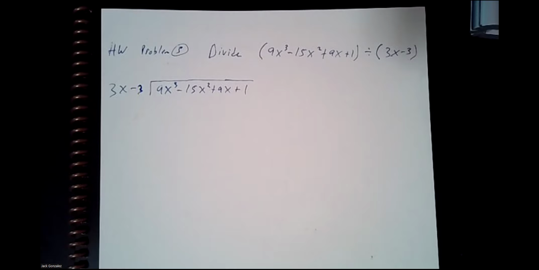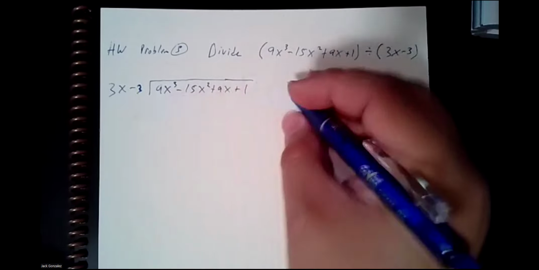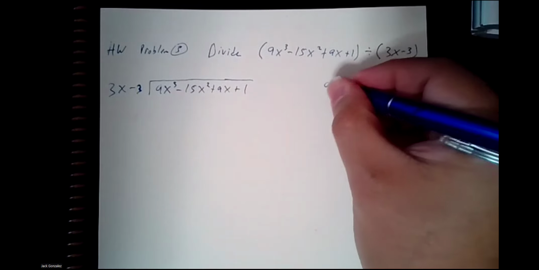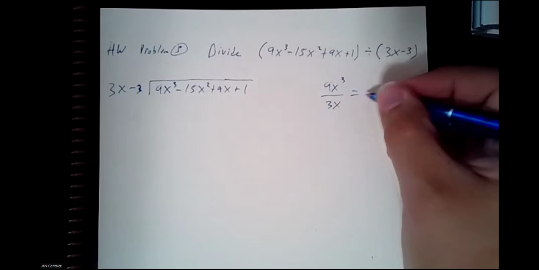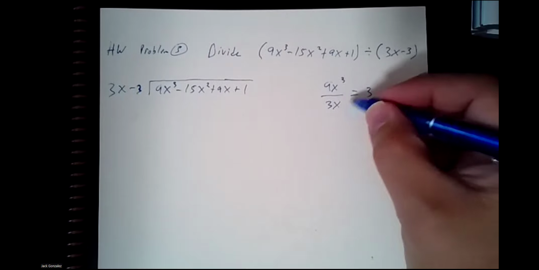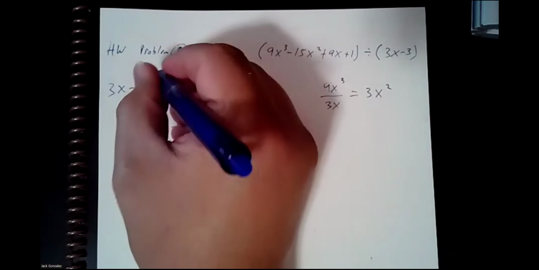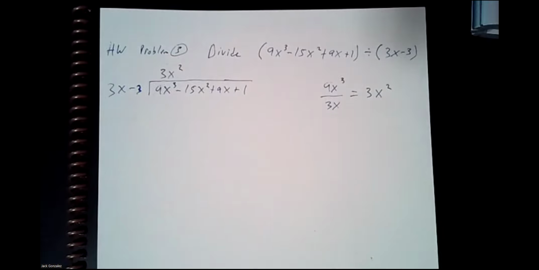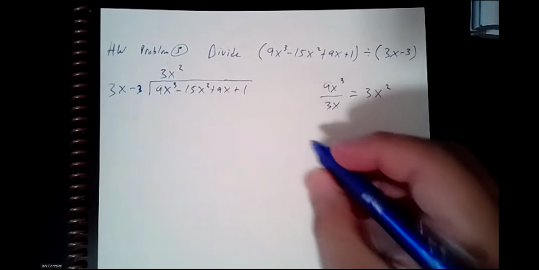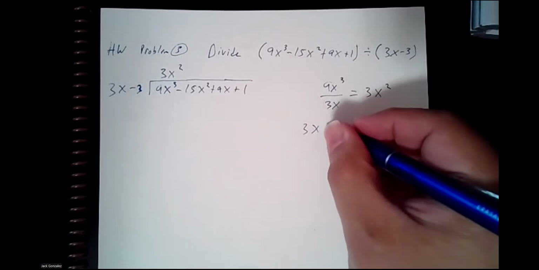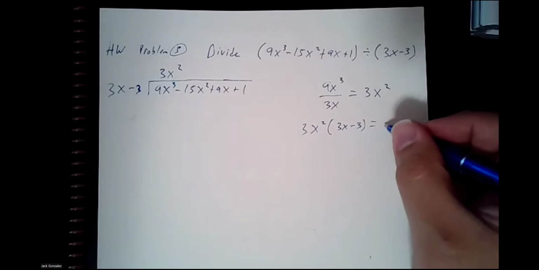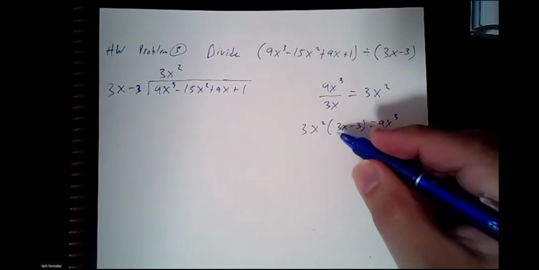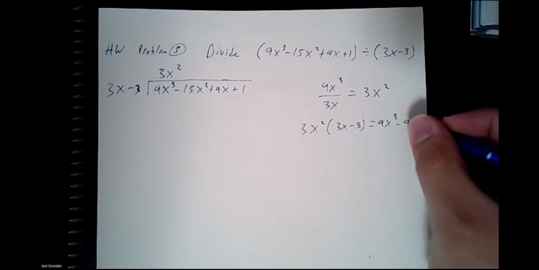Okay. The 3x goes into the first term, just like we did before. Right, so 9x cubed divided by 3x. 9 and 3 reduce into a 3. X cubed divided by x is x squared. So this is a 3x squared. And then we got to multiply this. So I'm going to do more of the messy work over here. 3x squared times 3x is a 9x cubed. 3x squared times negative 3 is a 9x squared.